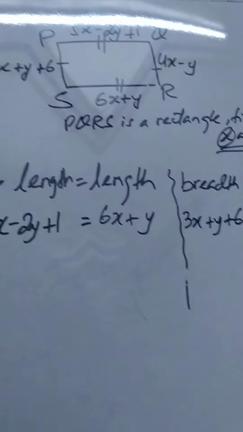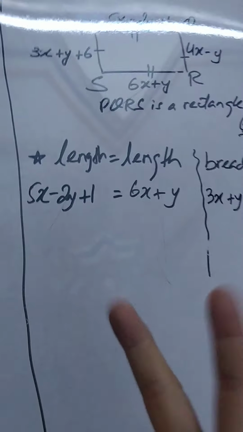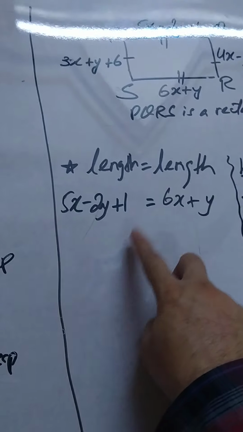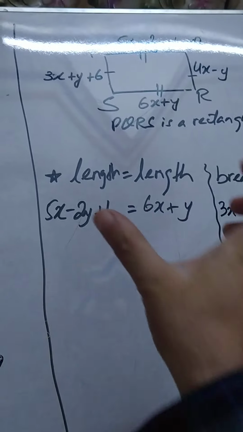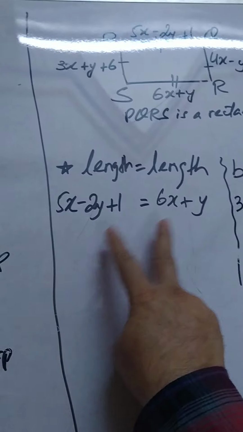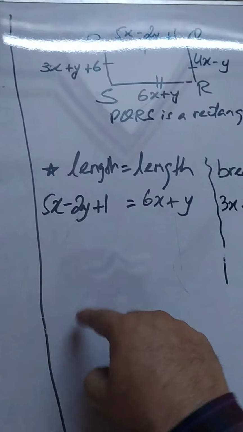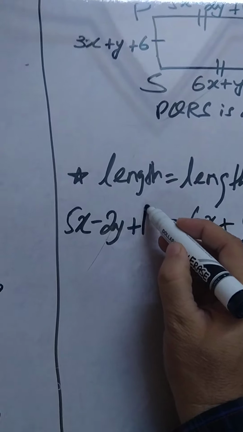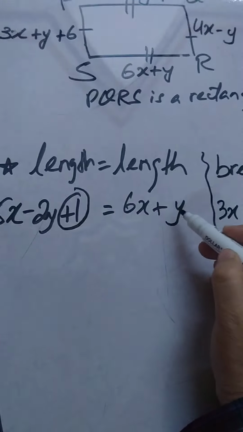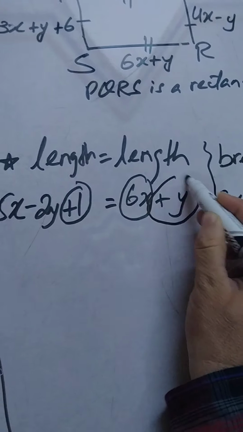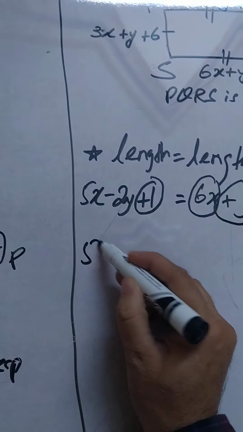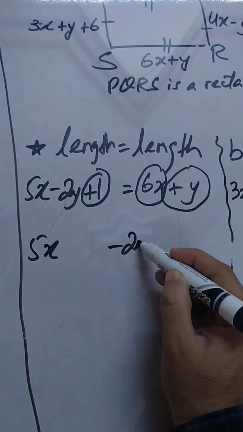After this, we know that we are forming simultaneous linear equations. So we get two equations, but for elimination and substitution we have to arrange them in a standard way. What is the standard format of simultaneous linear equations? Variables on one side and numbers on the other side. So look here, we have to shift this +1, this 6x, and this +y. The things that will not shift are 5x and -2y.